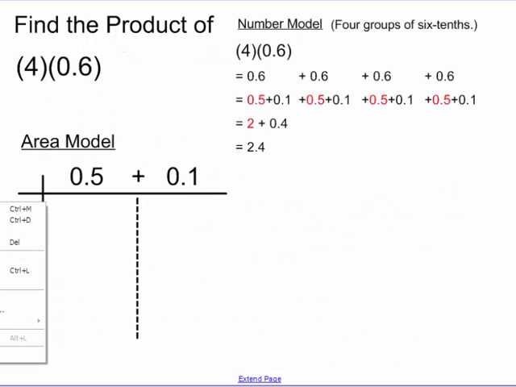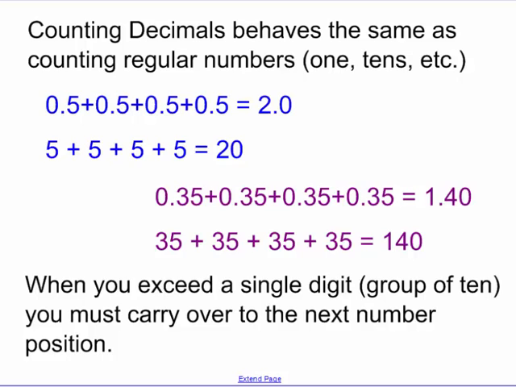So counting decimals, whoops, I moved a little too fast. Counting decimals behaves the same as counting regular numbers, 1s, 10s, etc. So we've already looked at this one. If we look at 35 100ths or 0.35, these two pieces right here would combine to make 70 100ths. These two pieces would combine to make 70 100ths. And you could think of the 1.4 here as 140 100ths or 1 and 40 100ths. There's lots of ways to say these things, but again, we usually drop back into describing the decimal as 1.40, and that's what makes it confusing sometimes.